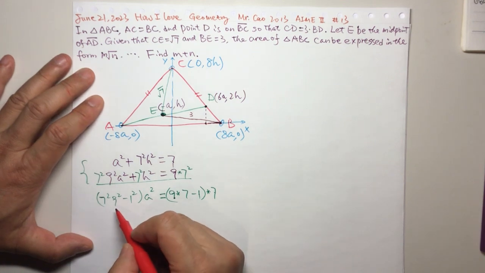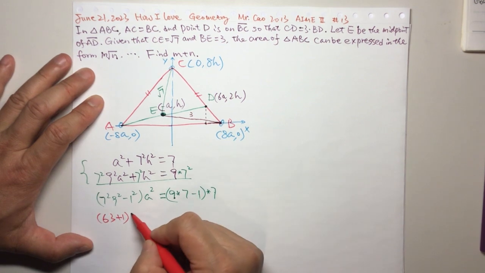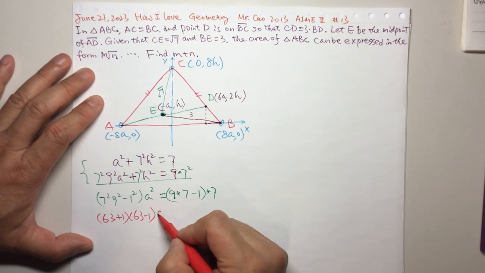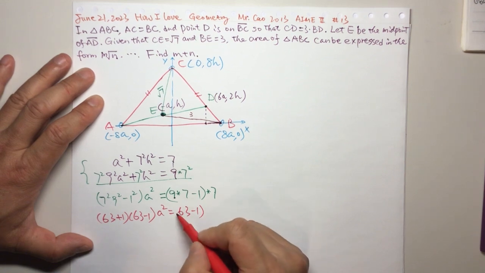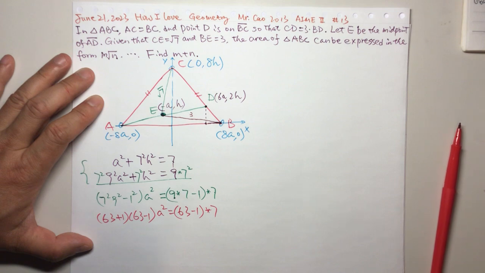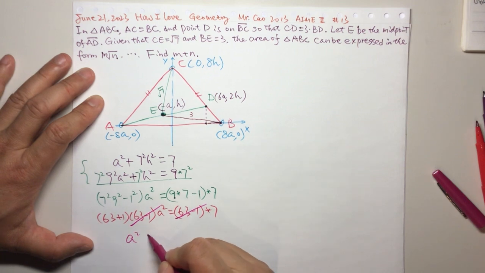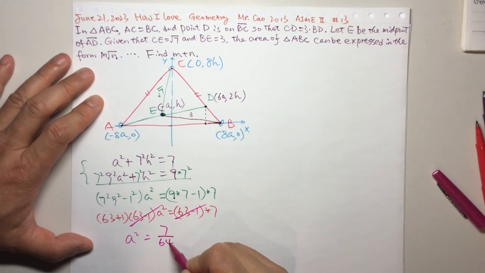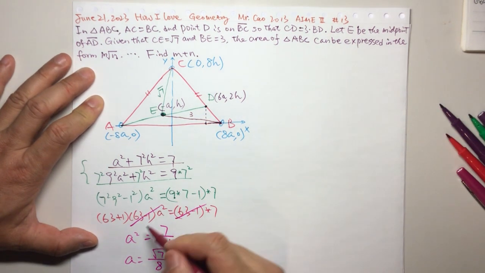7 times, so plus 1 times minus 1, right? a squared equals times 7. So a squared equals, and of course a equals square root of 7 over 8. Then we can go ahead, because we can use this one and a squared.